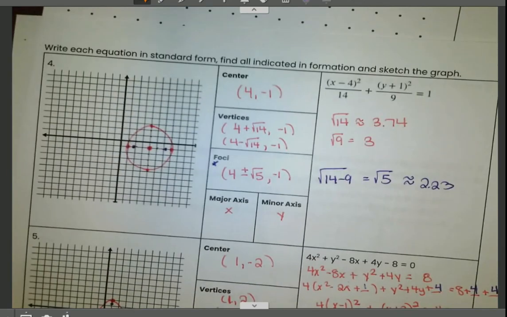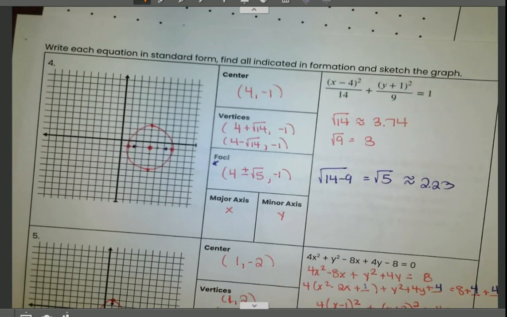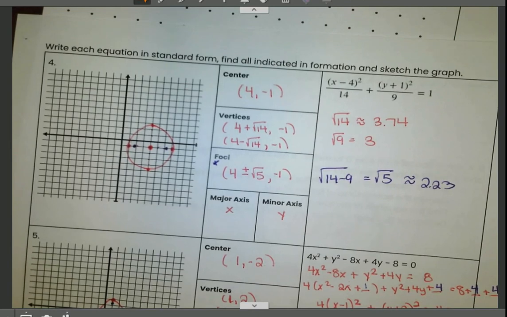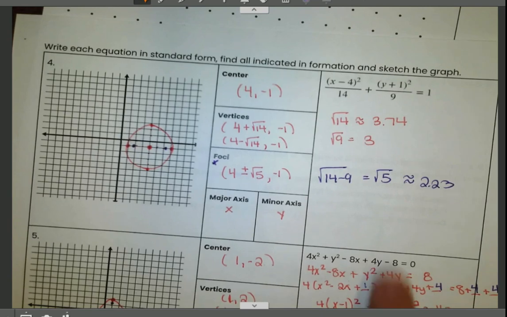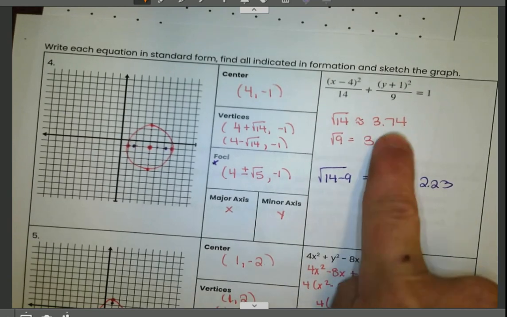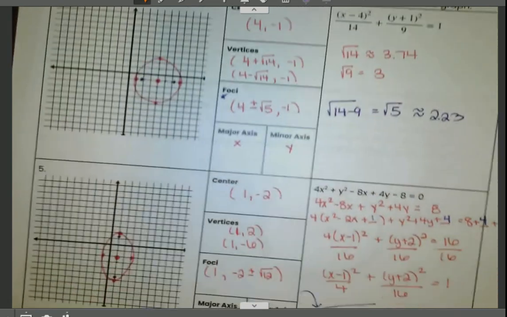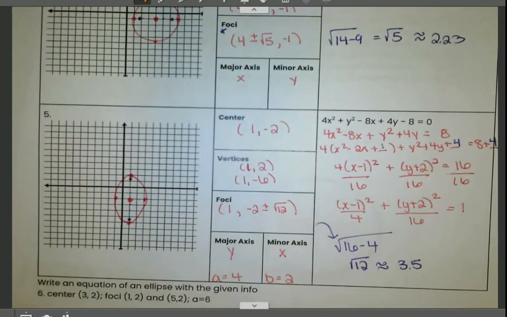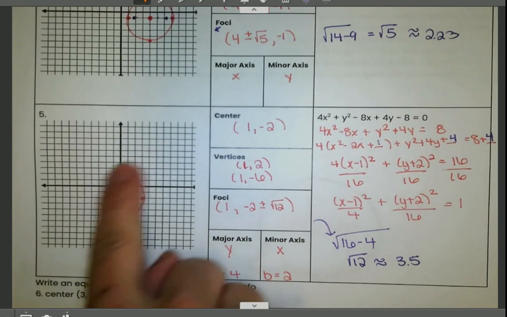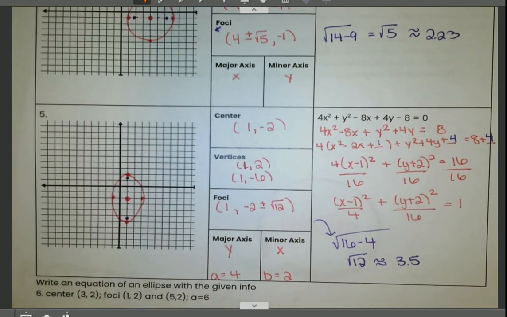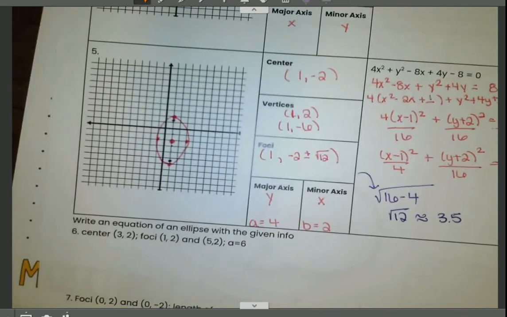Okay, here is the graph of number 4 with all the information. The major and minor axes are very close. This does look very circular, but it's not actually a circle. And then here is our information for number 5, which does look more like a classic oval or ellipse.